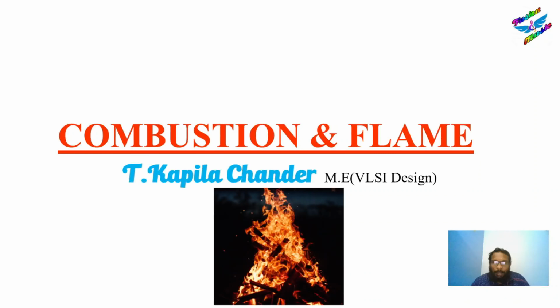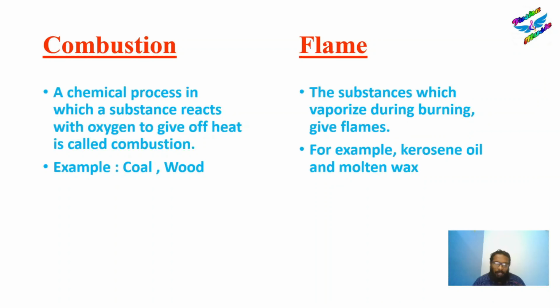So this is an important topic to learn. First we discuss combustion and flame. What is the basic difference between combustion and flame? To understand combustion, take a piece of coal or wood and burn it with the help of a candle, which produces light in the presence of air. This is called a chemical process: the substance reacts with oxygen in the air and produces heat and light. This is the process of combustion.